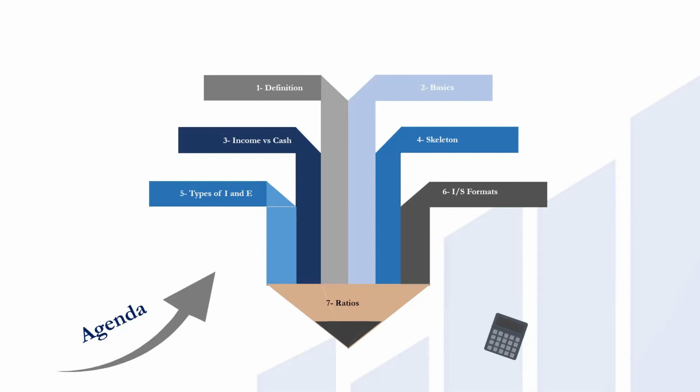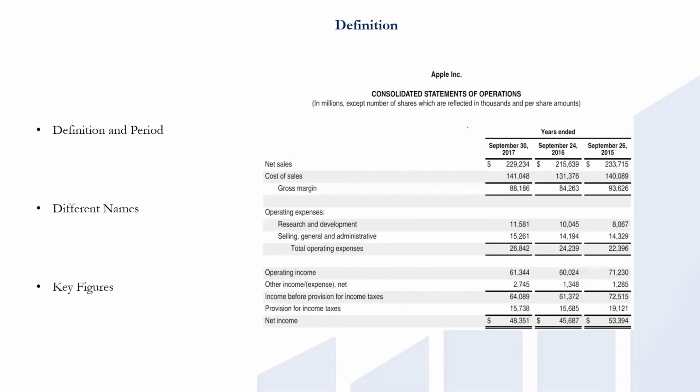Then we're going to discuss the types of income and expenses you should expect to see in an income statement. Then we're going to talk about two different formats of an income statement that are very common and very familiar. And then we're going to end this video by talking about a few ratios that I believe everyone should be aware of, even if you don't have to calculate them, but you need to understand what they actually stand for.